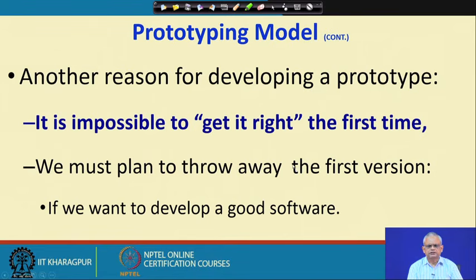There is another reason: it leads to good quality software. It is impossible to get it right the first time. The first development is actually a lot of learning, rework and so on, and based on the experience, if the actual development starts, then it becomes easy and good quality software can be obtained. And that is the reason why many experienced developers say that we must plan to throw away the first version if we want to develop good software.